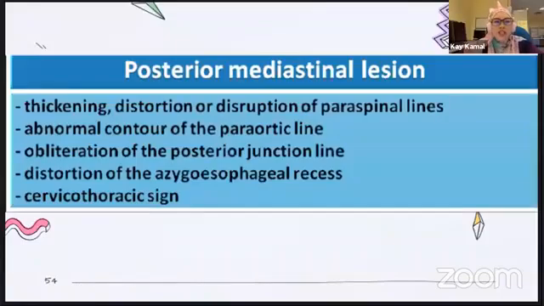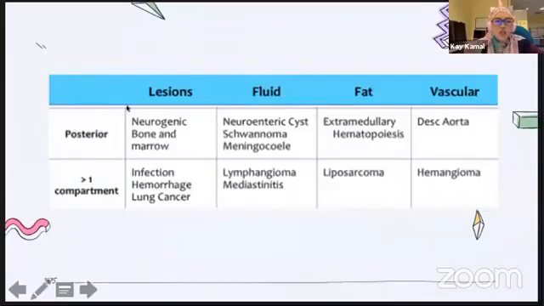And posterior mediastinal lesions can be seen as thickening or distortion or destruction of the paraspinal lines. It can also cause abnormal contour of the paraspinal line and obliteration of the posterior junctional line, and distortion of the azygoesophageal line because it's at the back, and also the cervicothoracic sign, but I'm not talking about the cervicothoracic sign. So these are the lesions that could be found in the posterior mediastinum, and most commonly the posterior mediastinal lesions or masses almost invariably come from the bone, vertebra or something that is neurogenic.